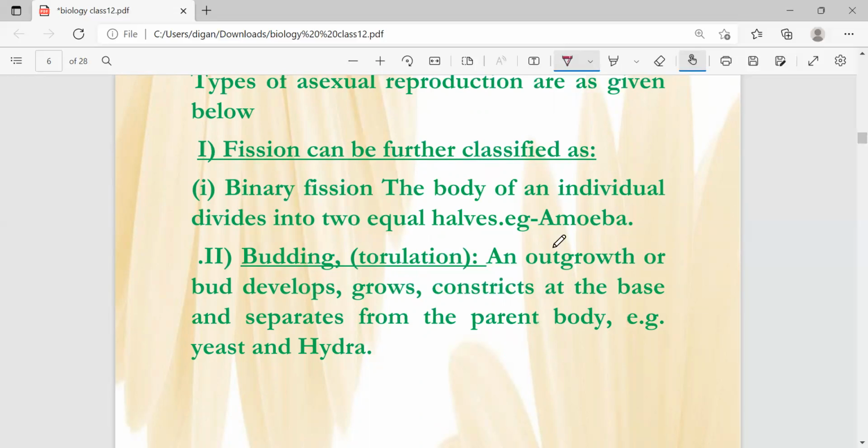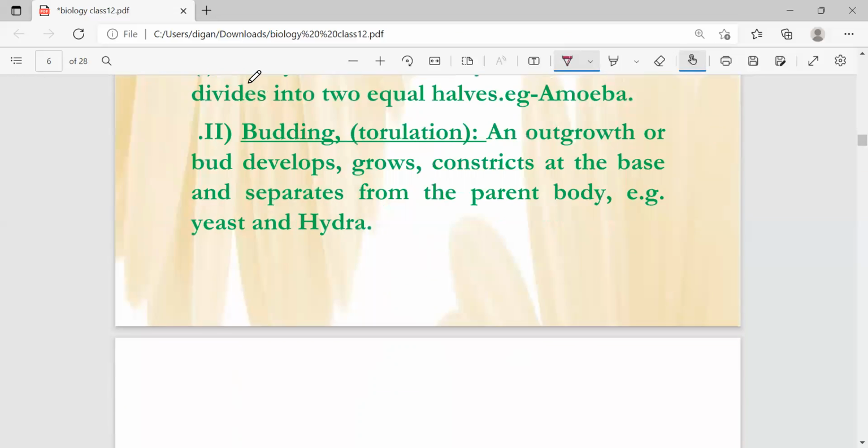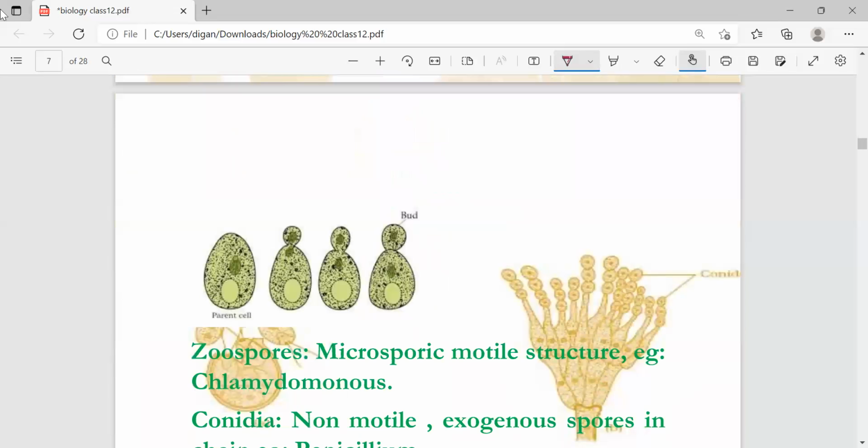Another is budding. Budding means an outgrowth or bud develops and grows, constricts at the base and separates from the parent body. Example, yeast and hydra. So in case of yeast and hydra, this type of reproduction is shown. In this case, from the parent body, some bud-like structures grow, and at the base position, they are separated from the parent body, and from that portion, a new individual can grow. So this process is called budding, and this is the example of budding.